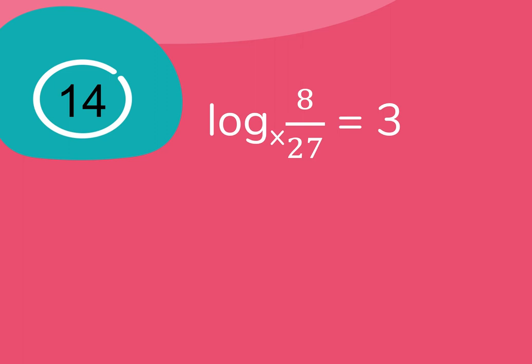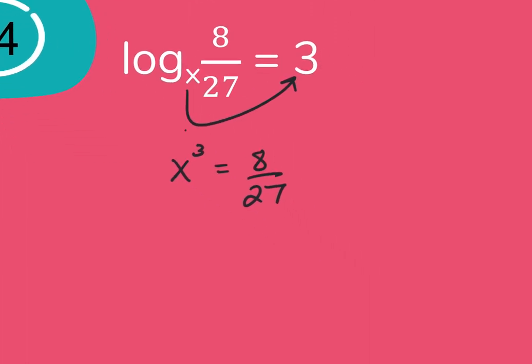All right, go to 14. So this time x to the third power equals 8 over 27. Again, the better you get at this, you'll be able to do a lot of this mental math. But for now, we're saying I need to raise something to the third power that's going to make it a fraction, which means whatever x is has to be a fraction.